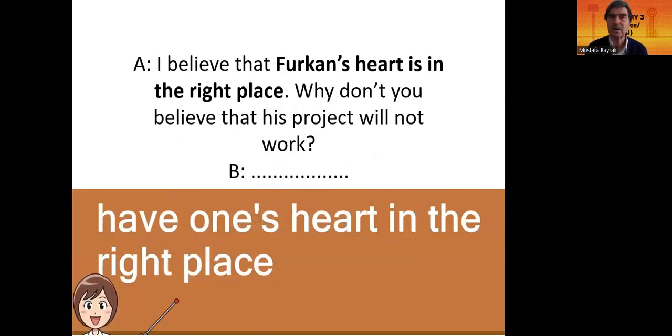I believe that Furkan's heart is in the right place. Why don't you believe that his project will work? Okay, have one's heart in the right place. Although he is a good person, although his heart is in the right place, I know that he hasn't got enough proficiency to finish that project.